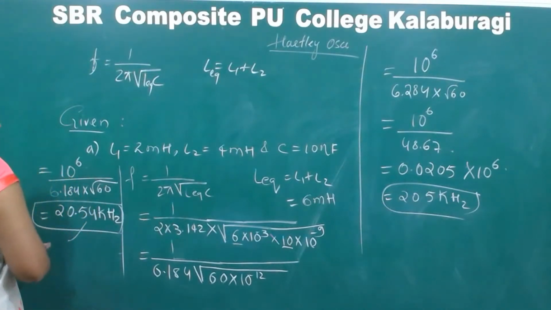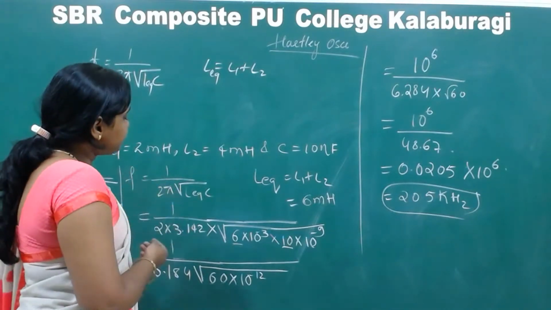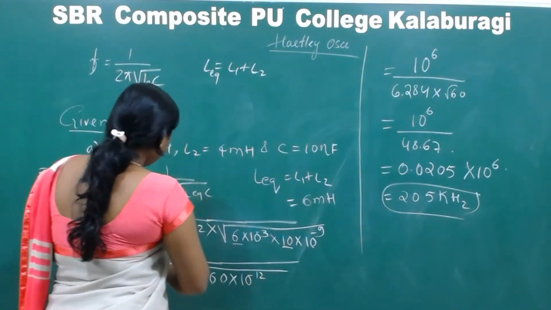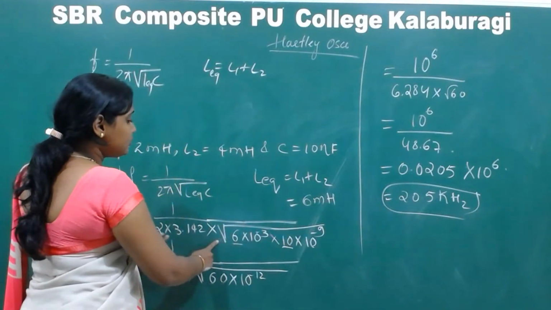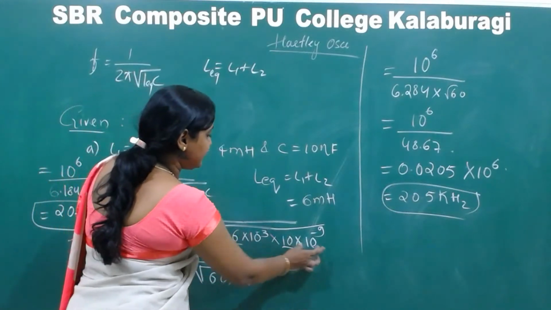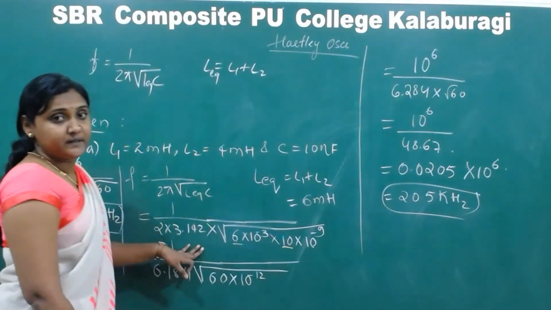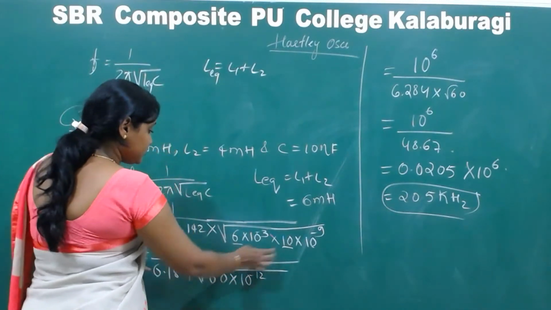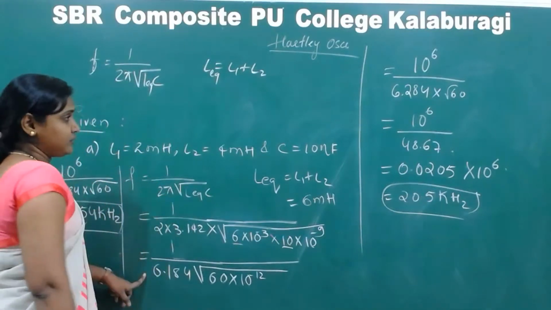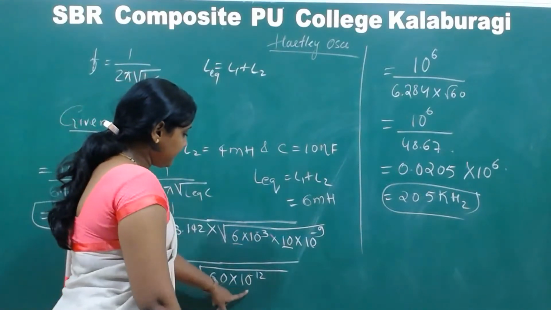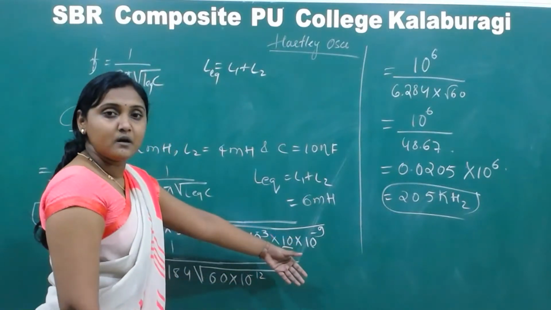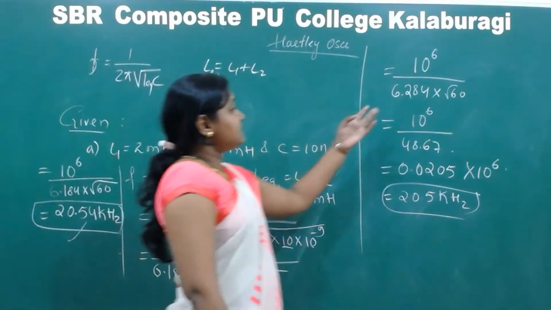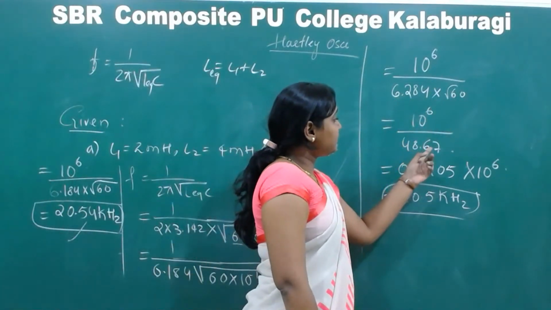Now we will do part 2. So how have we done here? 2 pi L equivalent. The total L equivalent is 6 millihenry. 2 into 3.142. 6 we have to balance such that it makes a power of an even number. 10 to the power of minus 12 into 6, 6.284 into root 6. We are taking the minus 12 outside, it becomes minus 6. In the numerator it becomes plus 6. 6.284 into root 6 is 48.67.